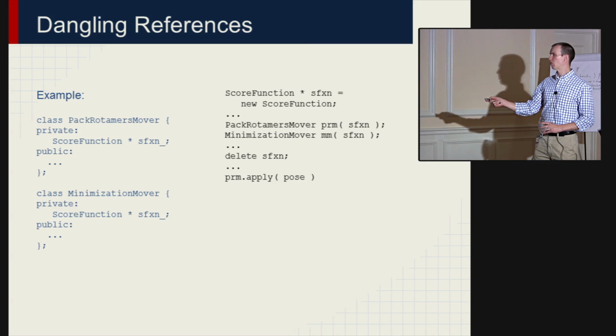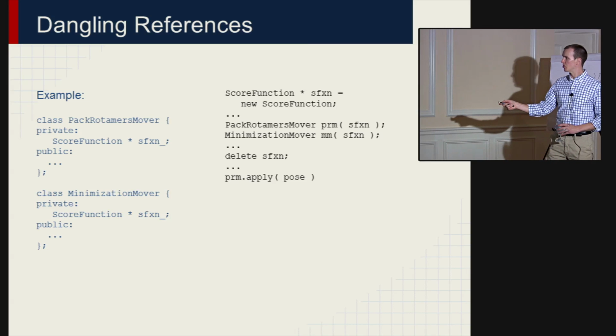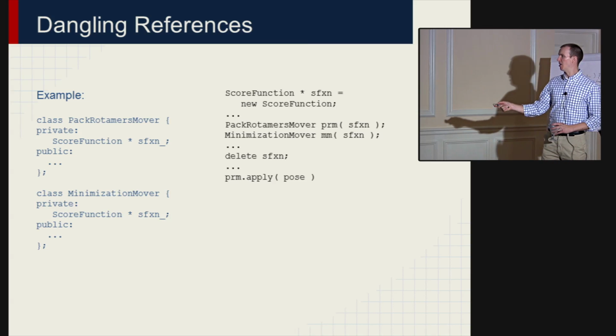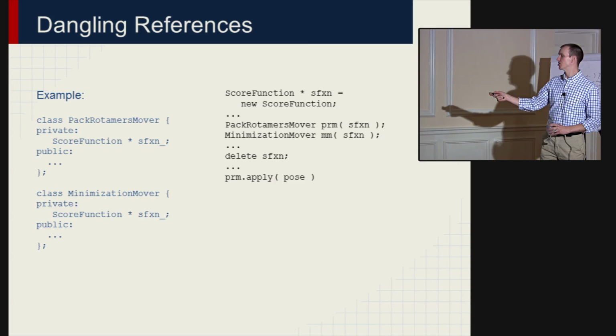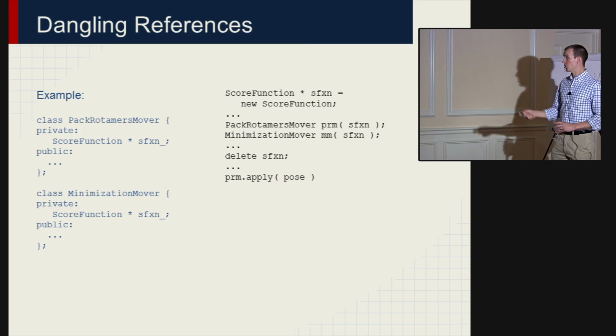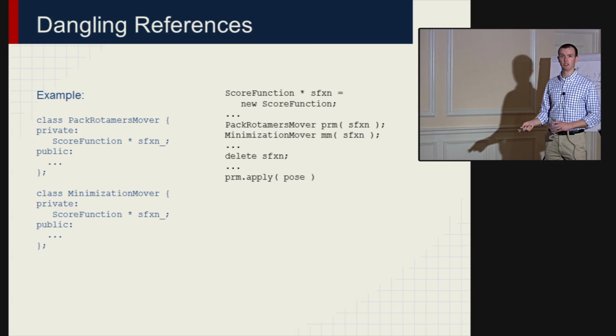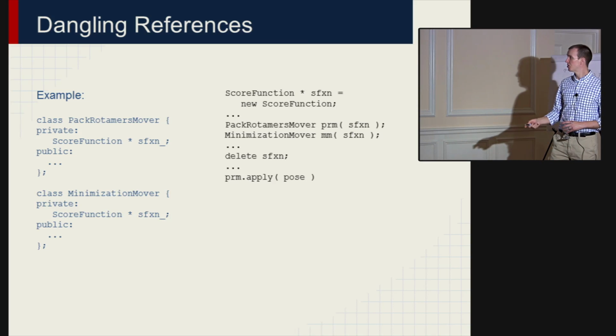A dangling reference example would be, let's say I've got the Pack Rotamers mover, maybe by name inspired by Rosetta, and the minimization mover, and they both have a score function pointer, sfxn, and the score function is allocated on the heap with new. So say inside main or some other function that I'm executing, I initialize both the Pack Rotamers mover and the minimization mover to use the same score function, and then maybe I delete this score function. Then I try to invoke the Pack Rotamers mover apply function, giving it a pose. So it's going to try and read this score function object. It's going to dereference the score function as it goes.